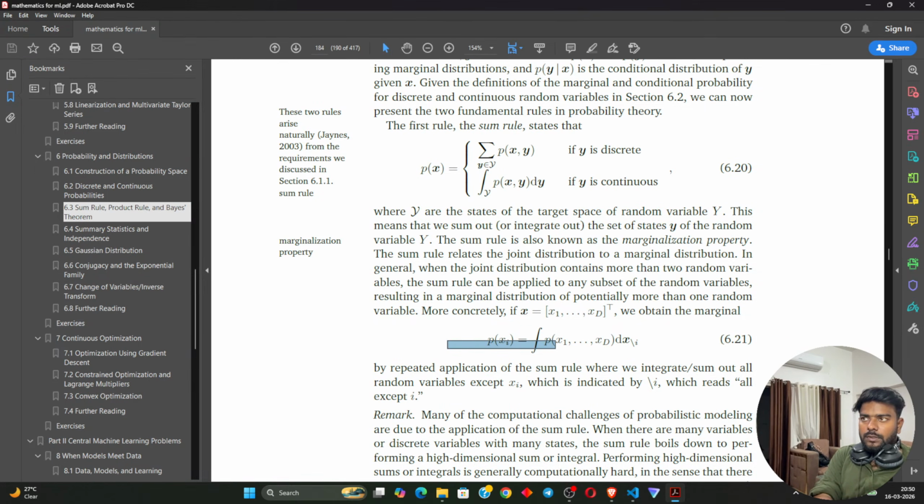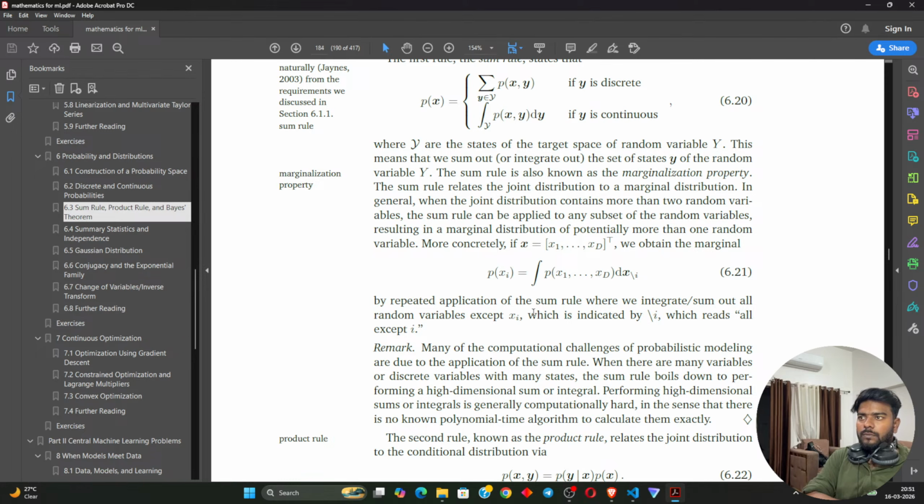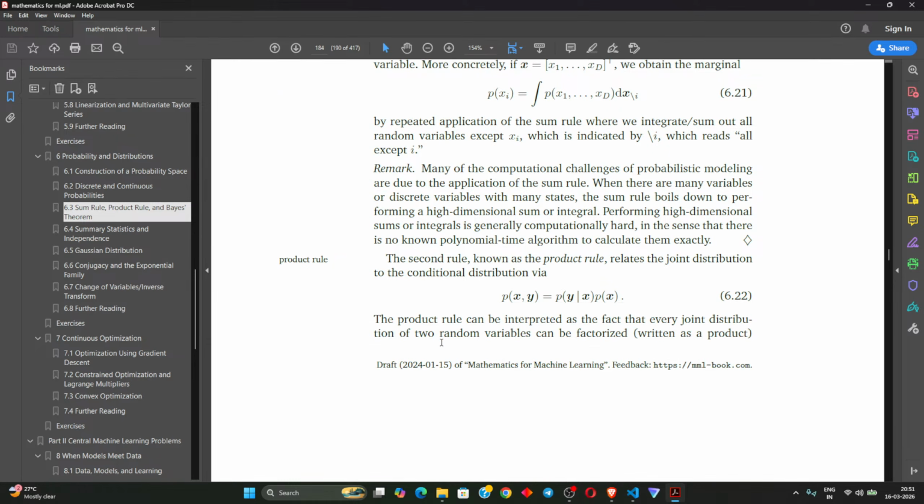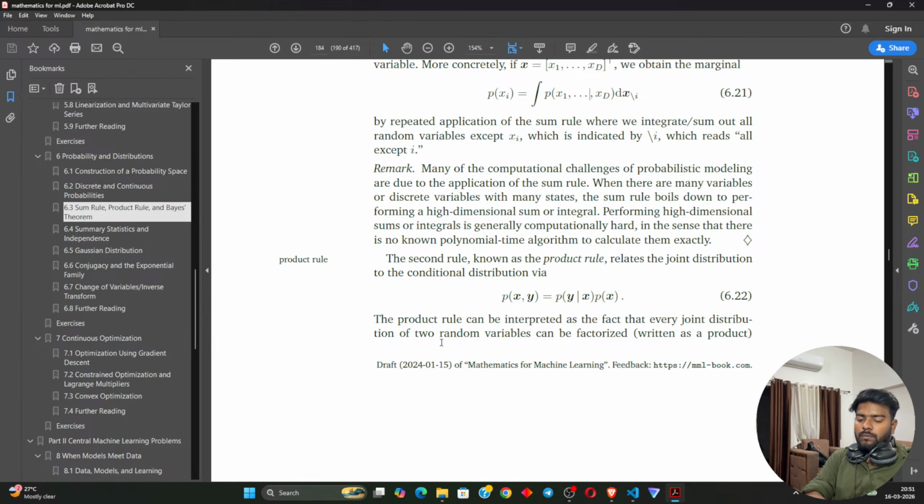Sum rule: p of x is equal to summation over y, element of Y, of p(x, y) if y is discrete; and integration over y of p(x, y) dy, कब होगा ये? इफ y इज कंटिन्यूस, y कंटिन्यूस होगा तब। और प्रोडक्ट रूल में क्या है? प्रोडक्ट रूल हो जाएगा p(x, y) is equal to p(y|x) p(x).